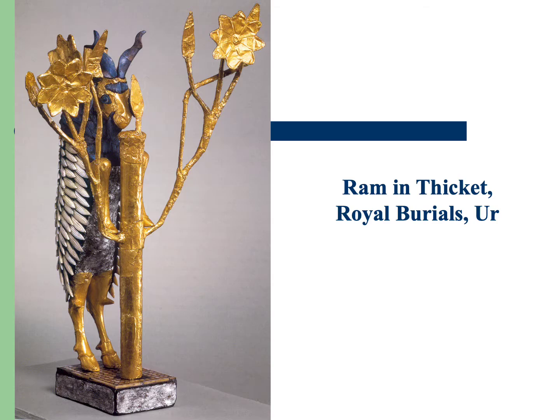One of the well-known artistic examples from these sites is this particular artifact, the ram in a thicket, made out of silver and gold and lapis lazuli, was one of the artifacts recovered from the royal burials at Ur. And it's a male sheep, ram, goat, in a thicket. And you can see the wool is done in silver, the horns and some of the beard done in lapis lazuli. An incredible example of both stone lapidary work and metallurgy.